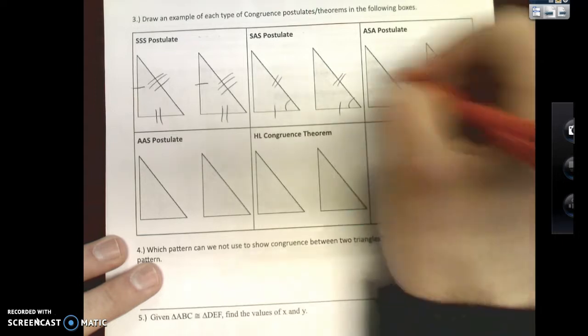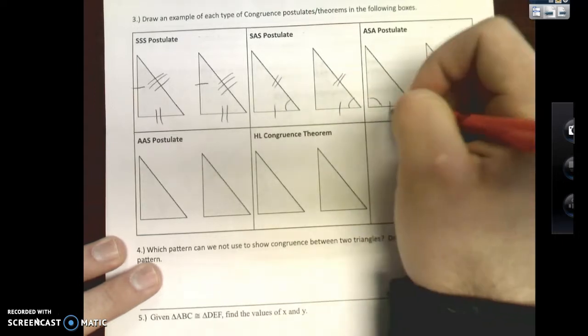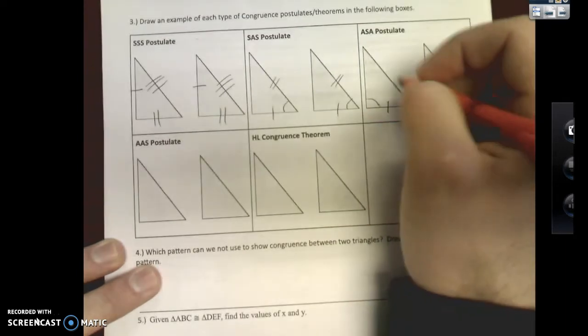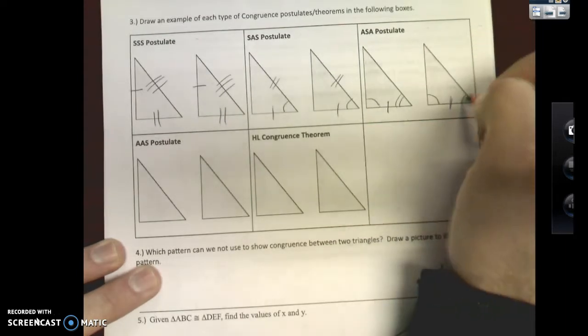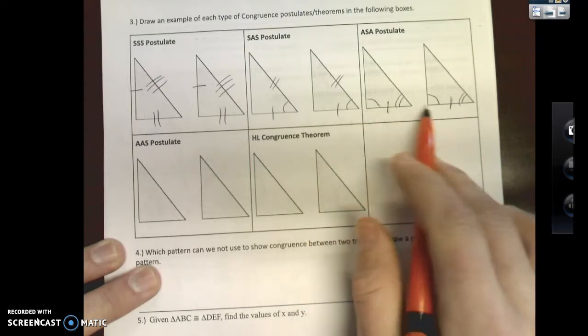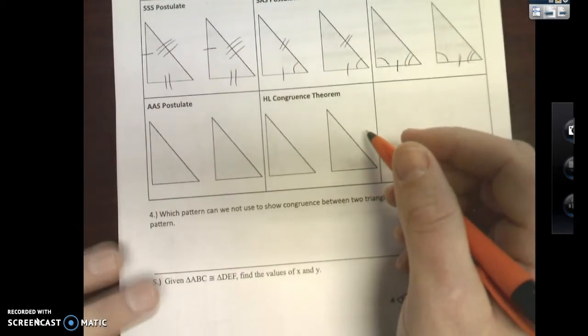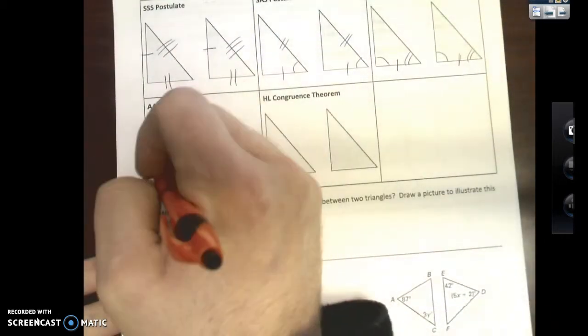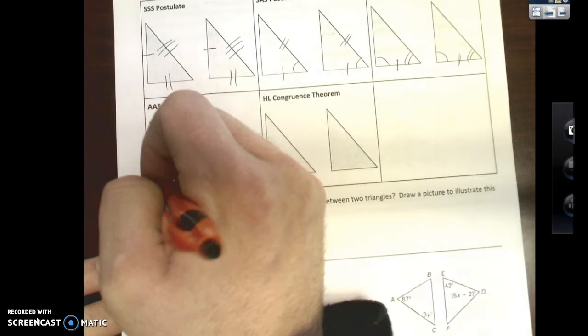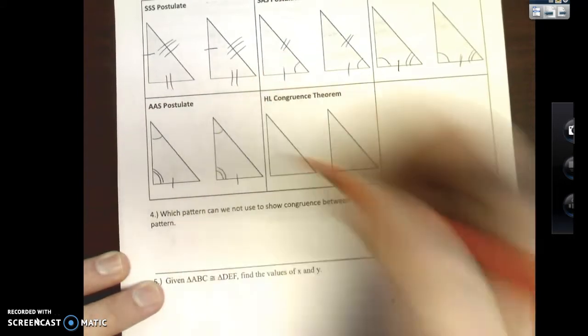Angle, side, angle. We're looking for angle, side, angle. Same thing with the tick marks. See how I did 1 arc, 2 arcs? That's to show this angle is the same as that, and that, and so on. Okay, AAS: you're looking at angle, angle, side.